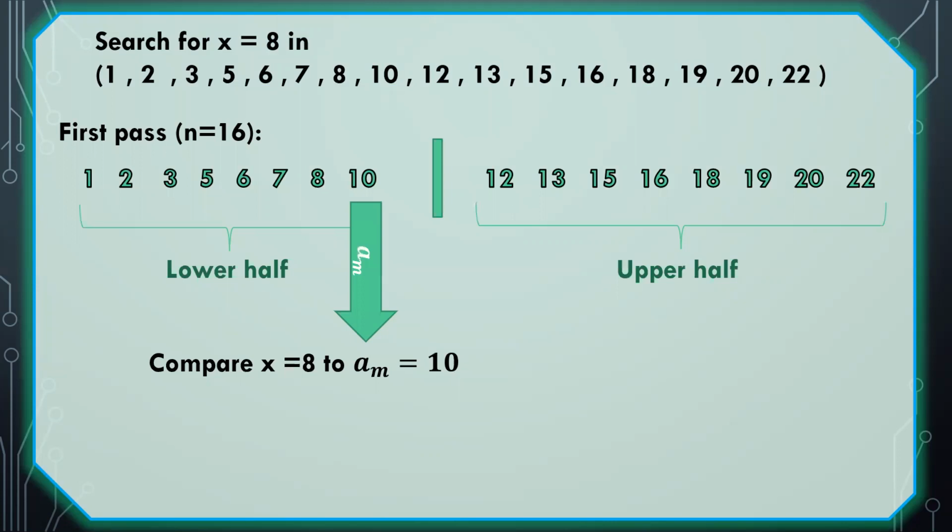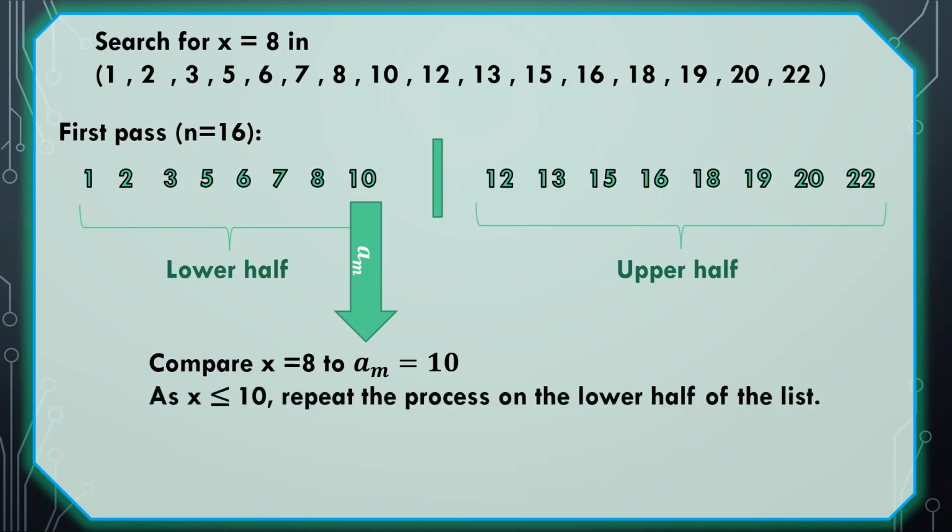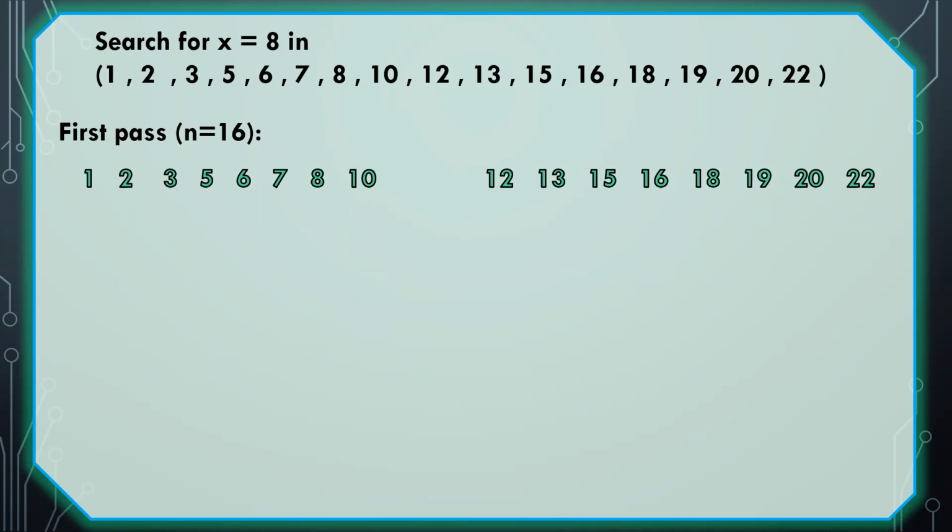So I compare 8, the thing we're looking for, to the 10, and I determine that what I'm looking for must be in the lower half. So now I just push the upper half to the side. I don't need it anymore. I know it's somewhere in the bottom half of the data. So I'm going to repeat the exact same process, only on half the data. I cut it down in one step, from 16 to 8.